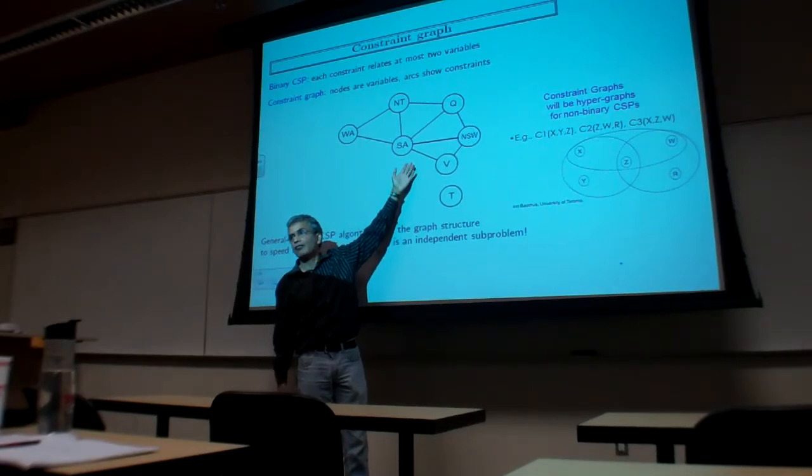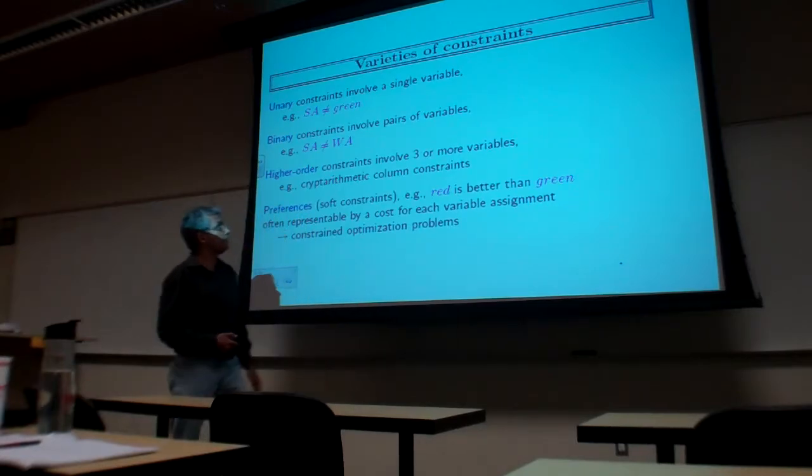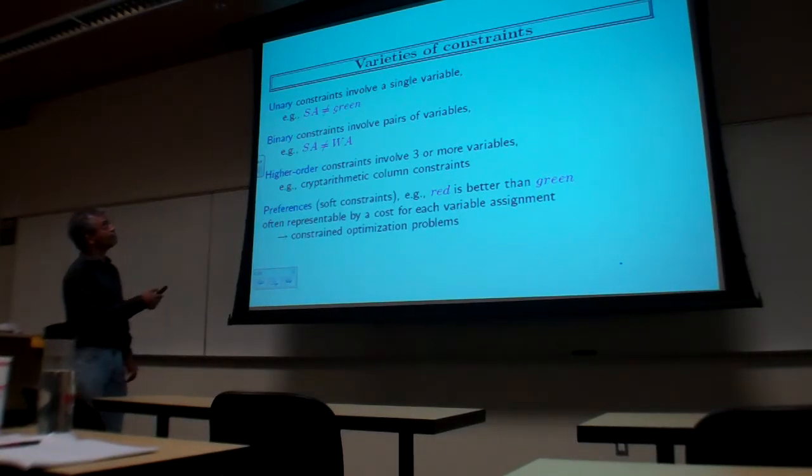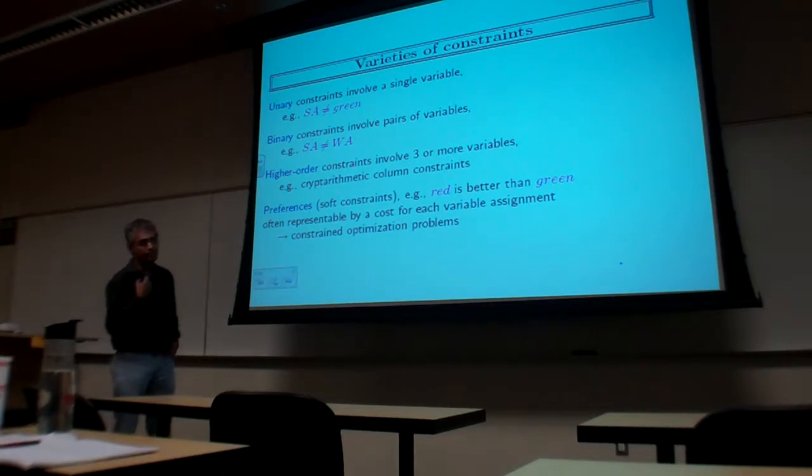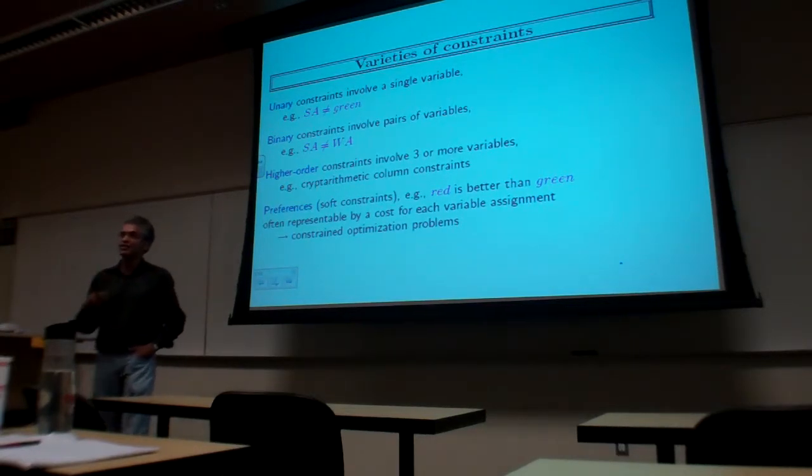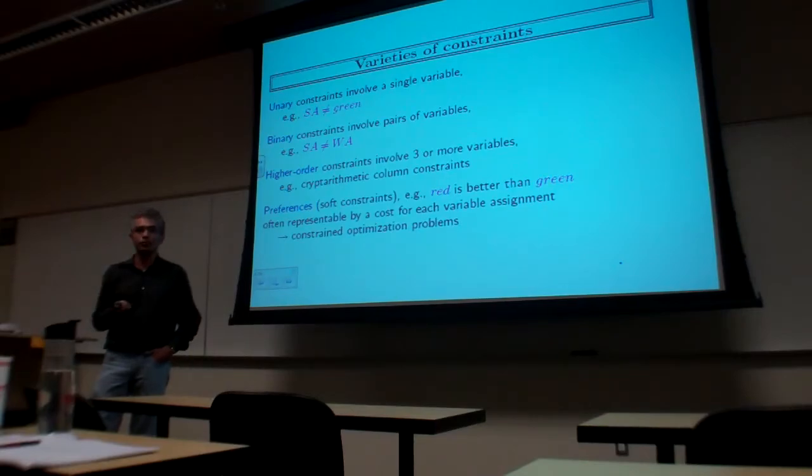Binary CSPs have normal graphs as their constraint graphs. Okay. Now the varieties of constraints, these are some terminology that you should have in mind. There is unary constraint, which means it's a constraint only on this particular variable. So X can never be red. That's a unary constraint. It only bothers that variable, nobody else.